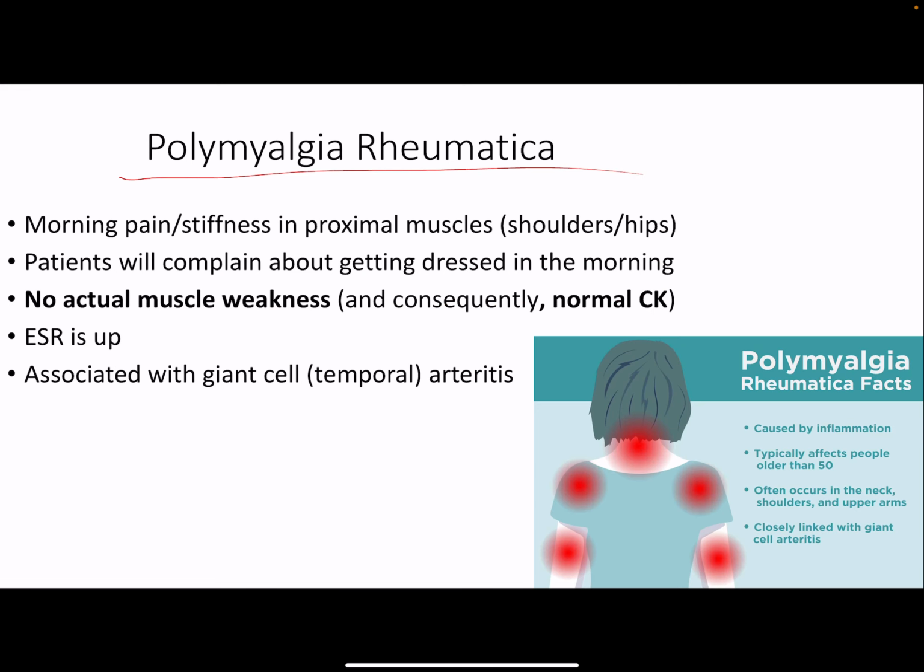Polymyalgia rheumatica. We're kind of starting the ones where I think these might be a little bit lower yield. Morning pain and stiffness, proximal muscles, shoulders, hips. People will complain that it's difficult to get dressed. There's no actual muscle weakness if you test it. Because there's no muscle destruction, there's no muscle weakness, and the CK levels are going to be normal. Now the SED rate might be up, and this is very classically associated with giant cell temporal arteritis, which is a type of vasculitis that affects the temporal artery in your head, and it's going to be associated with unilateral eye pain and headache.